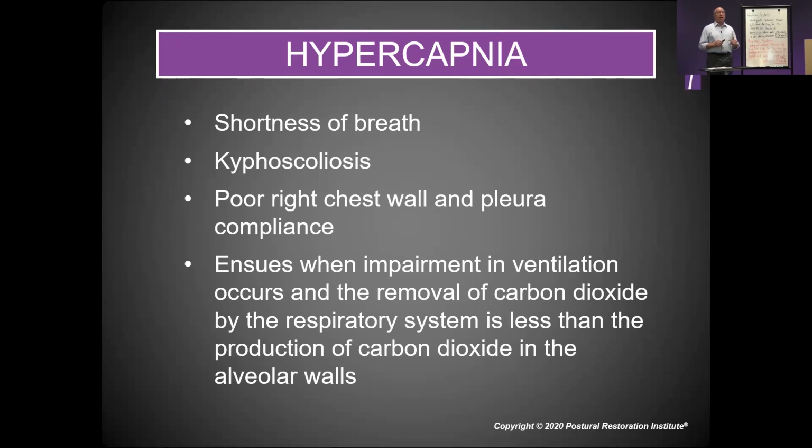Hypercapnia ensues when impairment in ventilation occurs and the removal of carbon dioxide by the respiratory system is less than the production of carbon dioxide in the vascular walls. Circle that. Hypercapnia, acidosis, ensues when an impairment in ventilation occurs, when a chest wall cannot open up because you didn't have the ability to shift your mass over to the other side so it could open up, or you didn't have the ability to get your arms and your legs moving so the chest wall could unwind, et cetera, et cetera, et cetera.